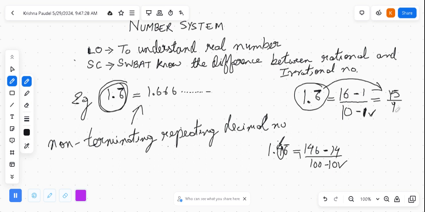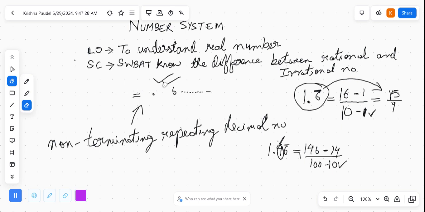And both p and q are integers. That's why I can say all these non-terminating repeating decimal numbers are rational numbers. So we need to be completely clear about the definition, then only we will be able to know what is a rational number. So now let's see what type of numbers are called irrational then.